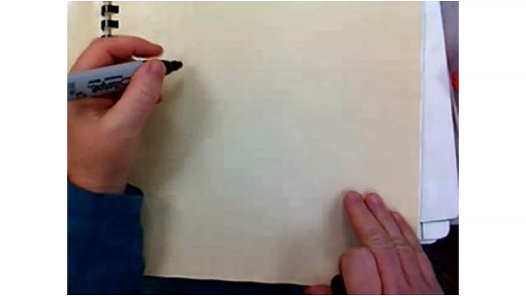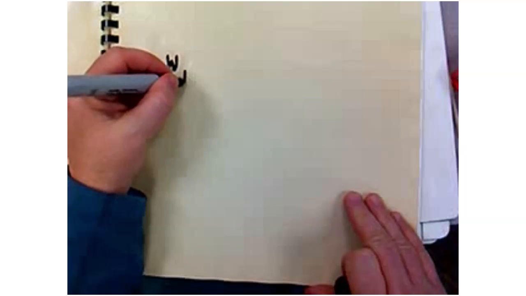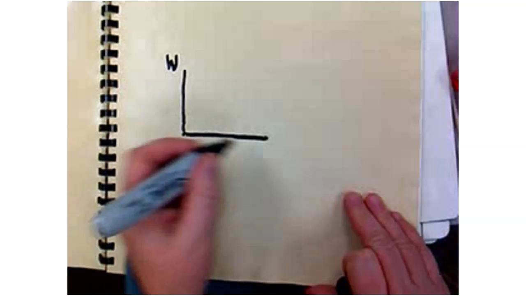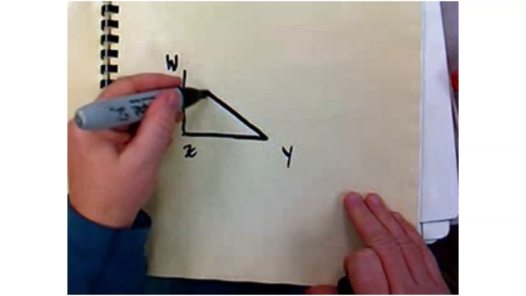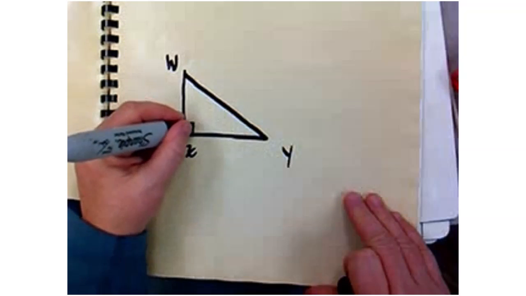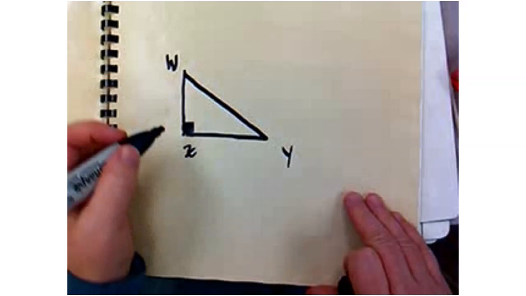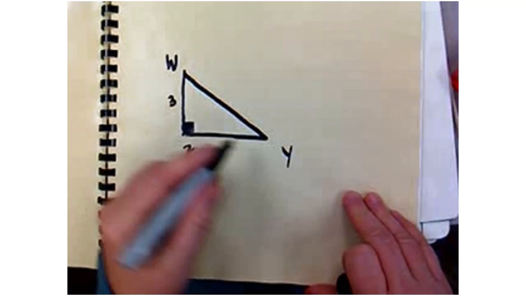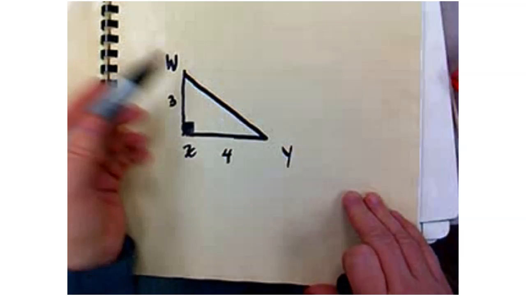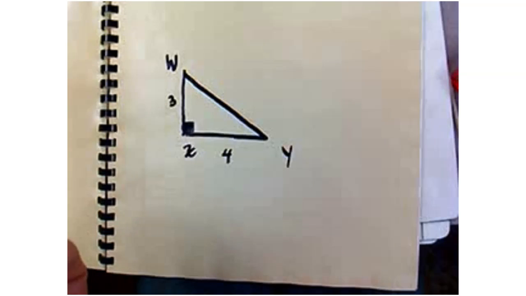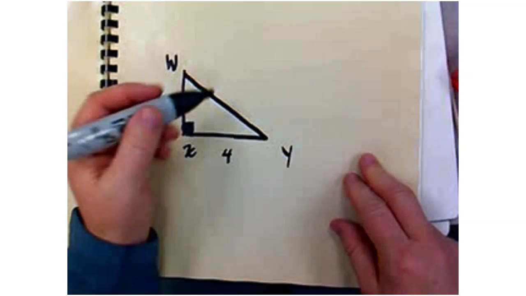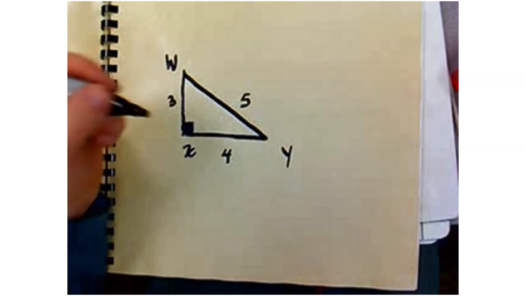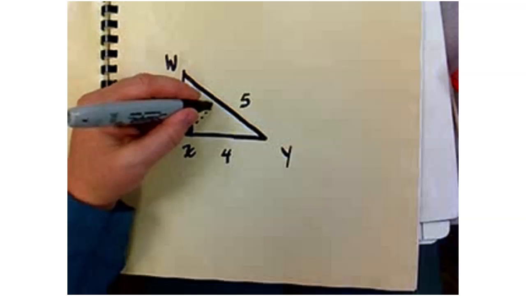There's a right triangle. W is at the top left, X is at the bottom left, and Y is at the bottom right. There's a right angle indicator at vertex X. From W to X, it's saying it's 3 units. From X to Y, it's saying 4 units. And then if you use the Pythagorean theorem, 3 squared plus 4 squared should equal 5 squared. That's the measurement of WY, and that is directly opposite the 90-degree angle.